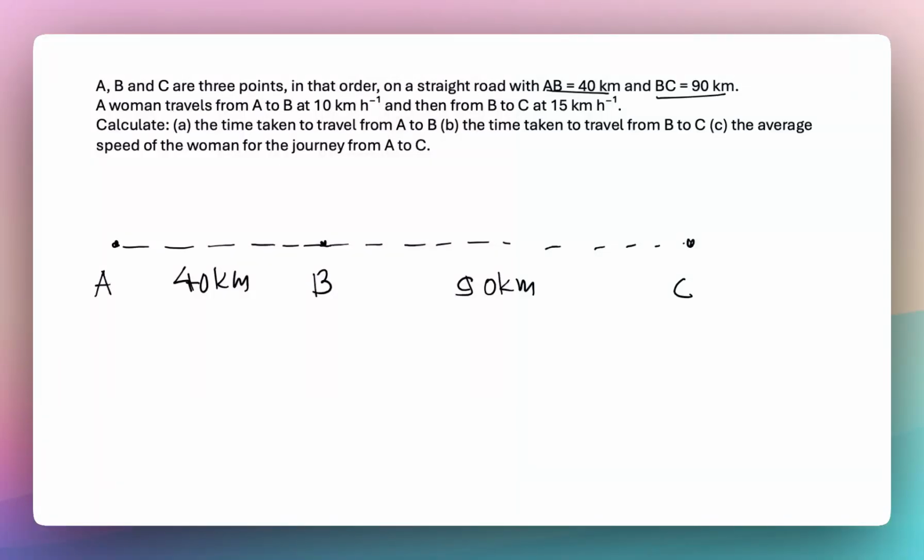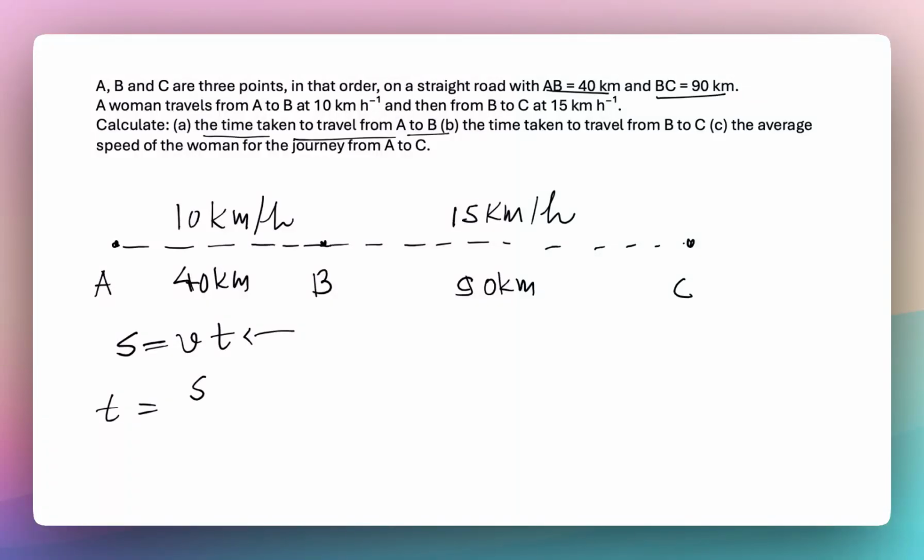Now, a woman travels from A to B at 10 kilometers per hour, so she's traveling with a constant speed, as you can see. And then from B to C at 15 kilometers per hour, this is also a constant speed between B and C, right? What we have to find out is the time taken to travel from A to B. That's pretty straightforward. We are looking for the time. We can do it by using our equation for speed and distance, which is S equal to Vt. We want to find this one. So T is S by V.